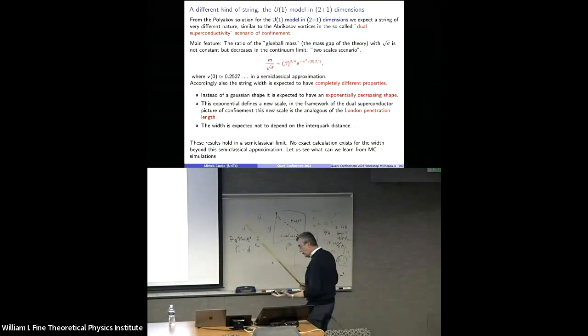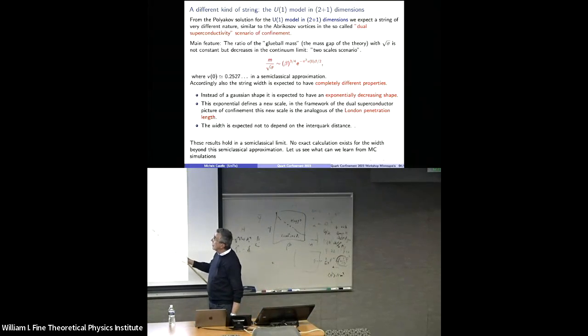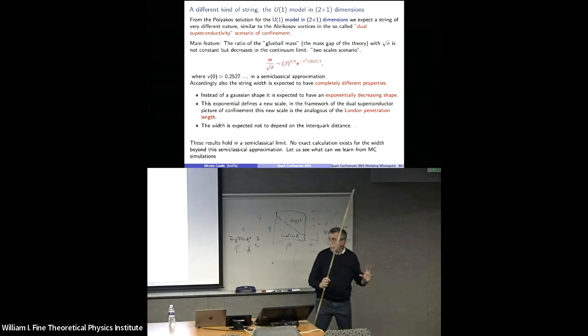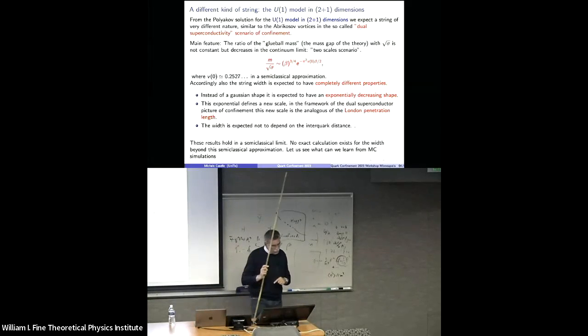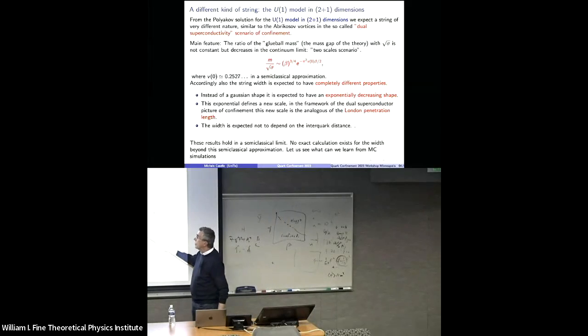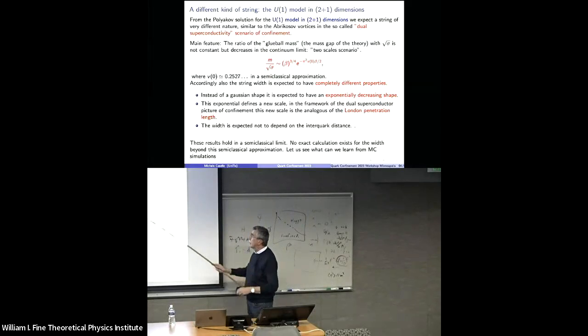But the U(1) model is pretty different because, thanks to the exact solution obtained by Polyakov of this model, we know that we have two scales in this model: the mass gap, the global mass if you want, and the string tension. And these two scales are organized in such a way that if you are in the strong coupling regime, they are more or less of the same order. But if you go toward the continuum limit, the mass gap becomes infinitely smaller with respect to the string tension. So the two scales scale in a different way.